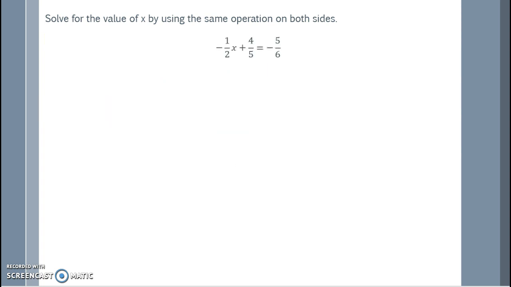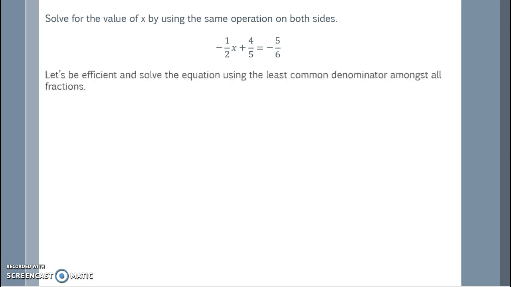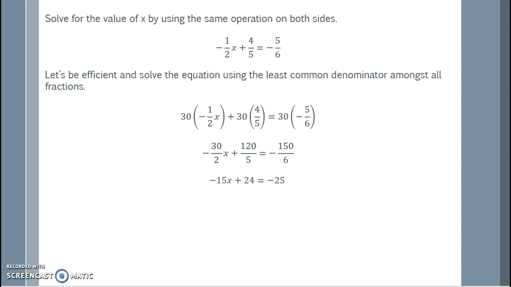Solve for the value of x by using the same operation on both sides. So when I look at negative 1/2 x plus 4 copies of 1/5 equals negative 5 copies of 1/6, I can look at my denominators and see that 30 is the common denominator. So we're going to be efficient and solve the equation using the least common denominator amongst all of our fractions. So I will multiply everything by 30, which gives me negative 30/2 x plus 24/5 equals negative 25/6. And you can notice that each one of those can evenly be divided, giving me negative 15x plus 24 is equal to negative 25.